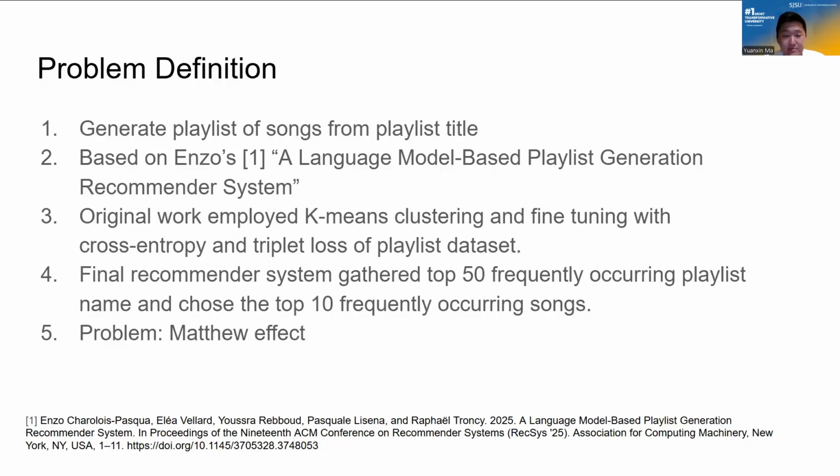My problem is to generate a playlist of songs from a playlist title. It is based on Enzo's language model-based playlist generation recommender system, where the original work employed k-means clustering and fine-tuning with cross-entropy and triplet loss on the playlist dataset. The final recommender system gets the top 50 frequently occurring playlist names and chooses the top 10 frequently occurring songs. The problem with this approach is that there's a Matthew effect.